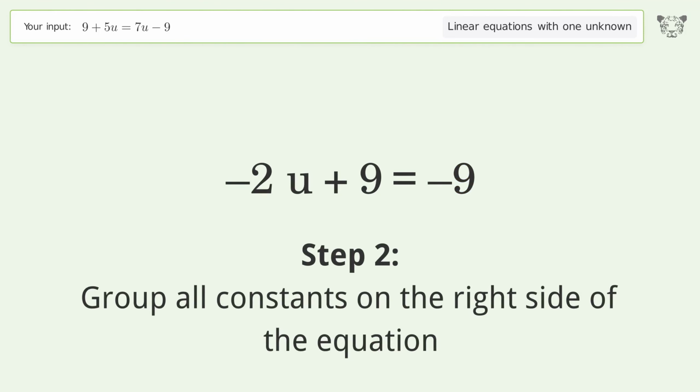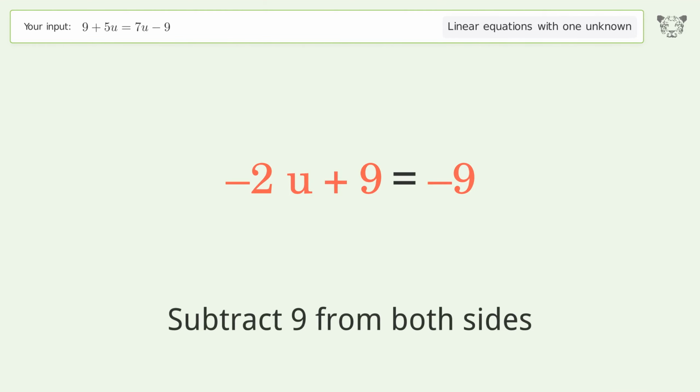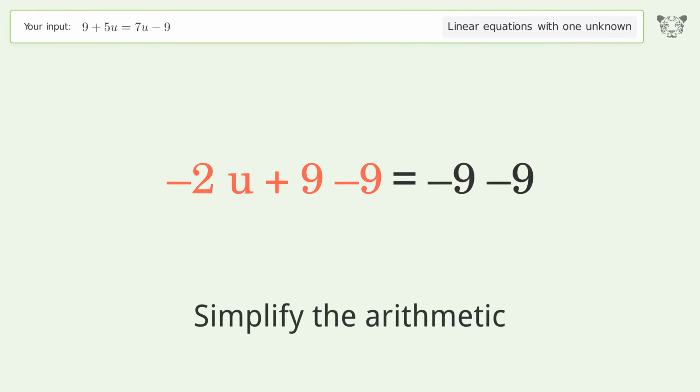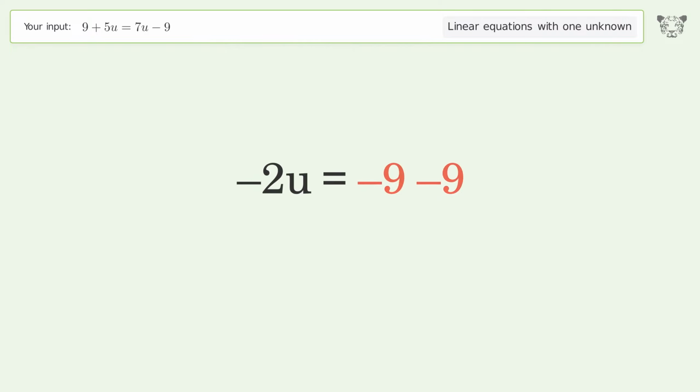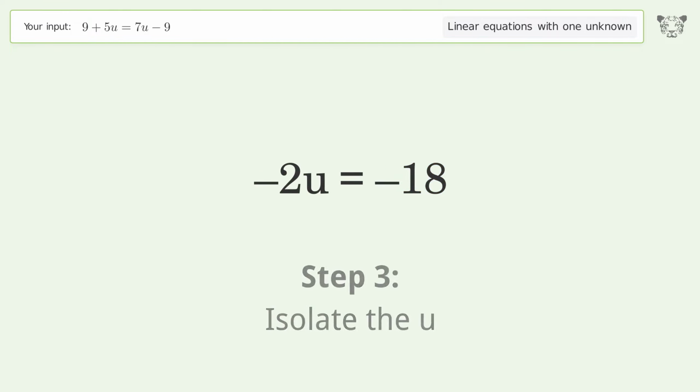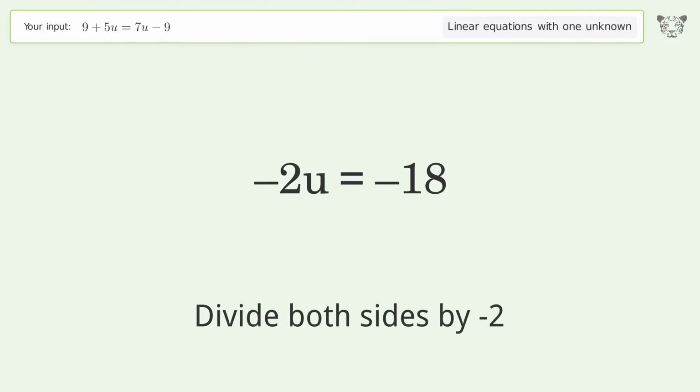Group all constants on the right side of the equation. Subtract 9 from both sides. Simplify the arithmetic. Isolate the u. Divide both sides by -2.